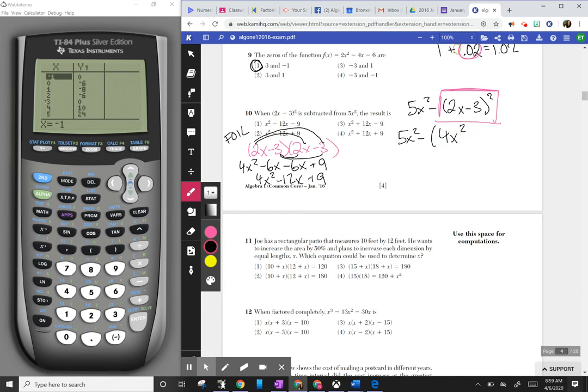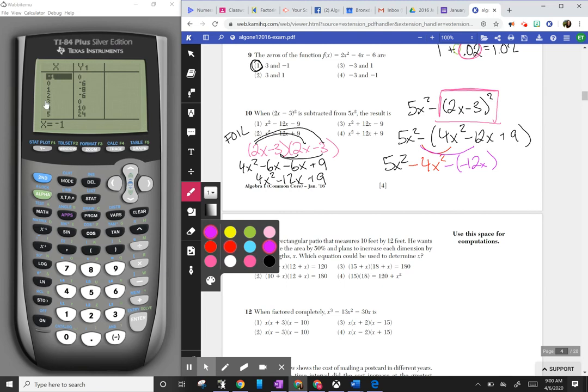which means we have 5x squared minus (4x squared minus 12x plus 9). And yes, I kept the parentheses because they're very important here, because we are not only subtracting 4x squared, we're subtracting every term inside. So what do I mean by that? 5x squared minus 4x squared minus -12x and minus 9. Okay, 5x squared minus 4x squared gives us x squared. Minus -12 becomes positive 12x minus 9, making our answer choice 3.